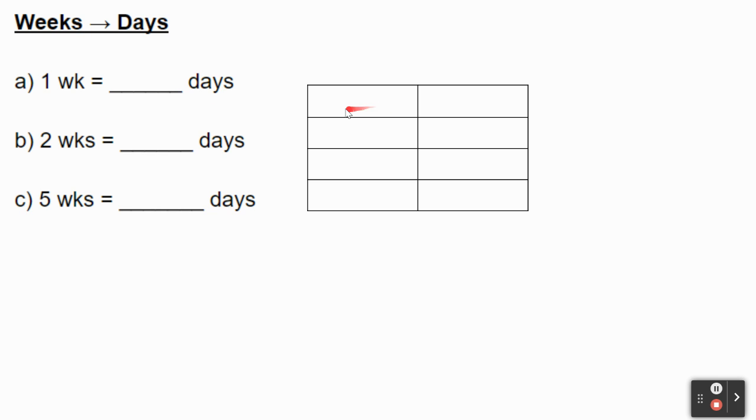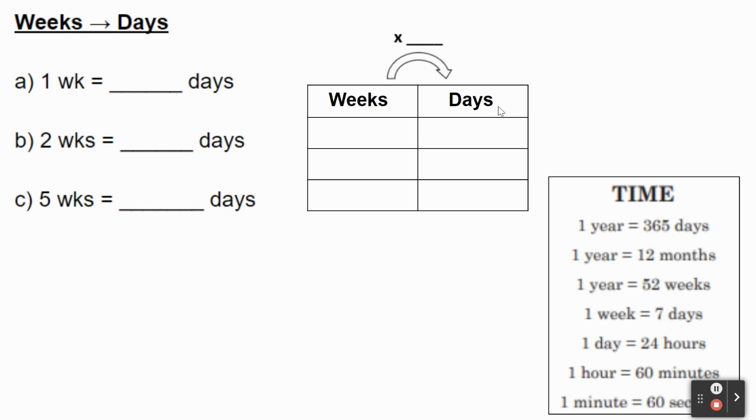At the start on the left of our table, we're going to put weeks since that's the unit we're starting in. The end of the table on the right side is going to be days because that's the unit we're ending in. Let's look here at our reference sheet to see how many days are in 1 week. When we're looking at the time portion of our reference sheet, we can see that there are 7 days in 1 week. So every time that we multiply from weeks to figure out how many days there are, we're going to be multiplying by 7.